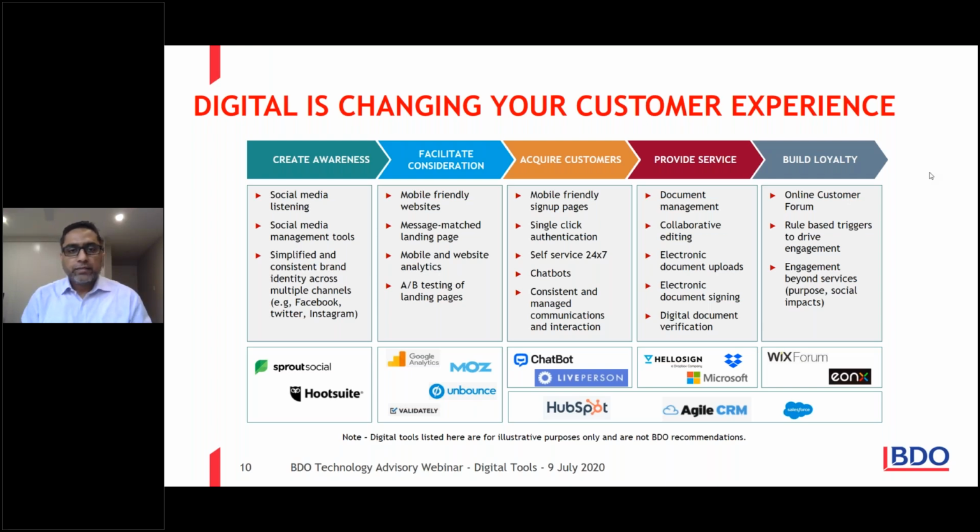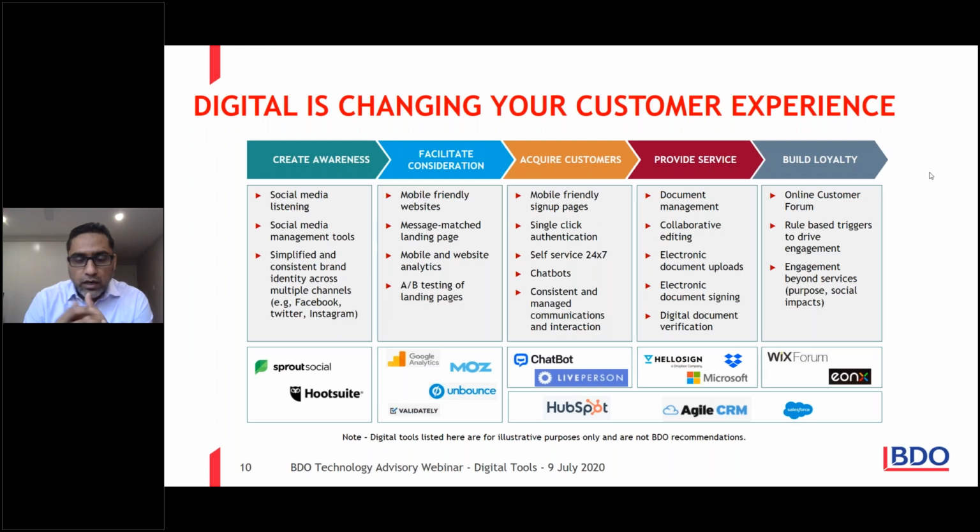So it gets from acquiring the customers, looking at those chatbot and live person type of capabilities, combined with the cloud-based CRM. That becomes the backbone for providing the services also, where it's about document management, collaborative editing, electronic document upload and signing, and digital verification. Those capabilities become absolutely critical in how you're providing those services.